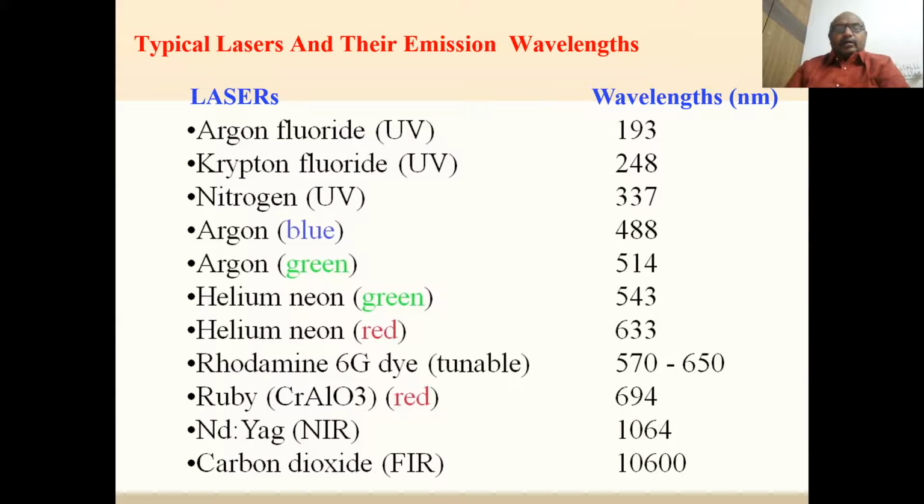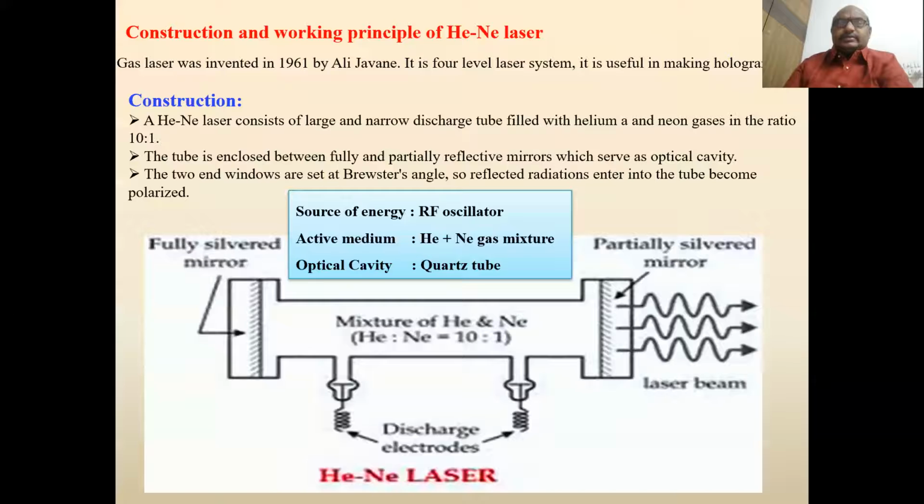Yttrium aluminum garnet laser is 10,640 angstroms. Carbon dioxide laser is 10,600 angstroms. So, different types of lasers have their wavelength values in units like nanometers or angstroms.